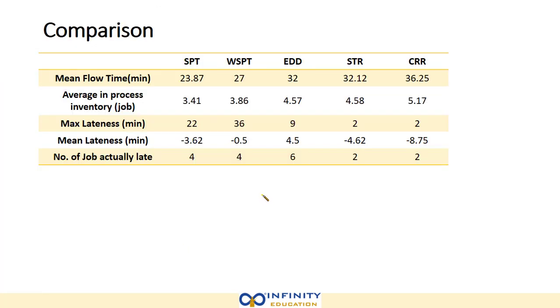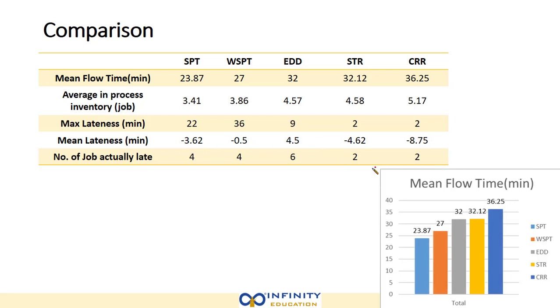Now this is the comparison. This is for SPT, WSPT, EDD, STR and CRR. We have used these parameters: mean flow time, average in-process inventory, maximum lateness, mean lateness and number of jobs actually late. As we can see, for the mean flow time, as we move from SPT to CRR, the mean flow time is increased. So we can say that SPT is used to minimize the mean flow time, right?